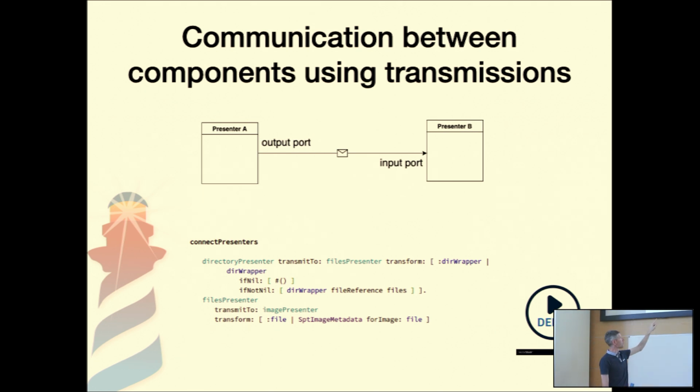It's the same for the files presenter. I want to transmit to the image presenter, and the selection will be the file. I want to transform it to get an object, my image metadata, for the specified file.